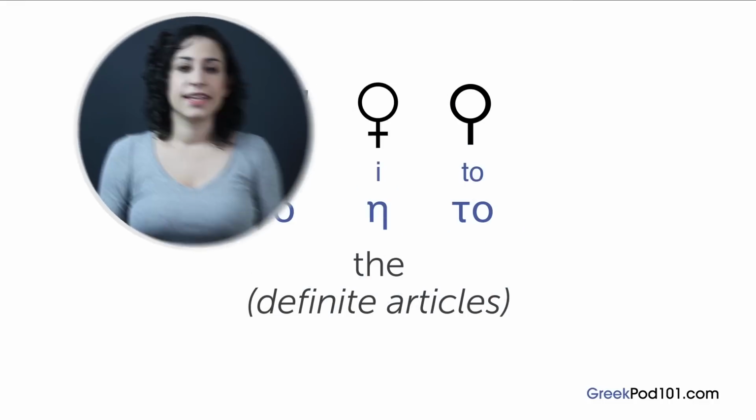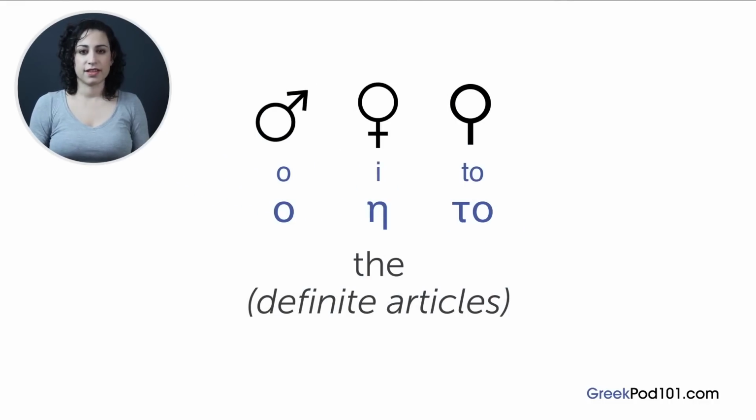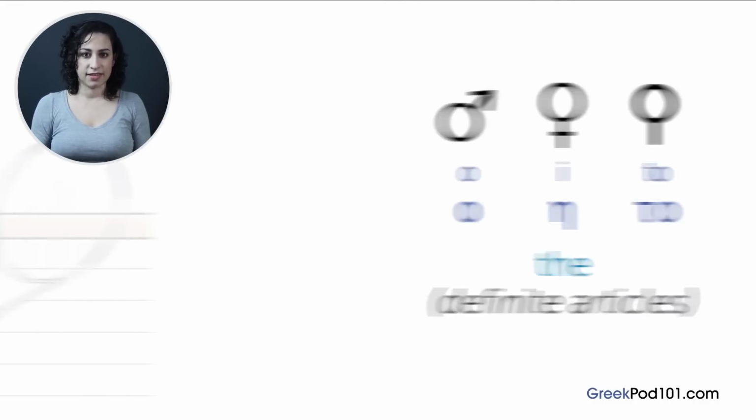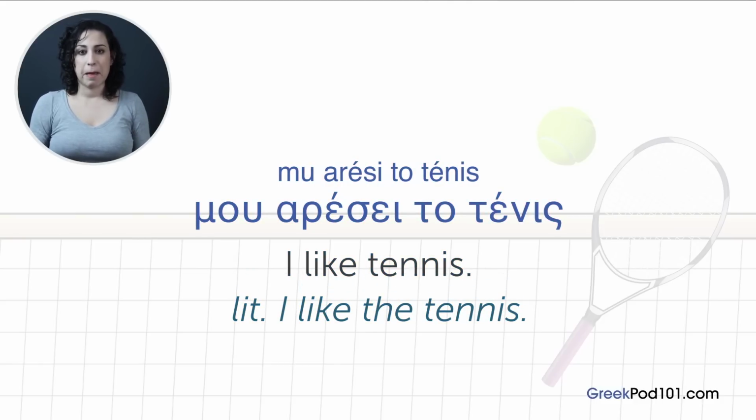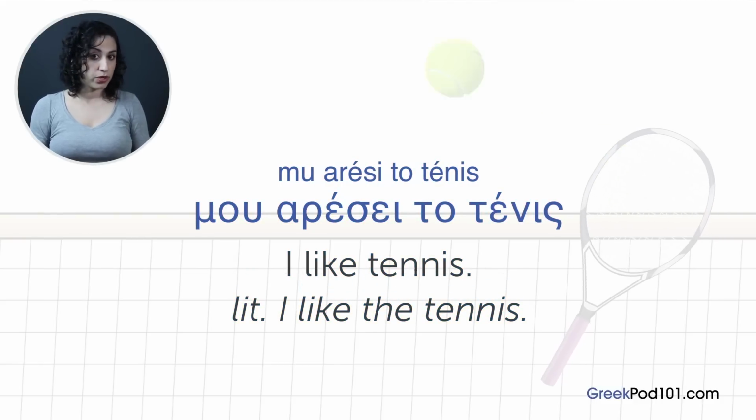First, let's see when we use the Greek definite articles. In Greek, we use them more often than their English equivalent, the. So while in English we say, I like tennis, in Greek we say, μου αρέσει το τένις. Literally, I like the tennis, because we are specifying which sport we like.